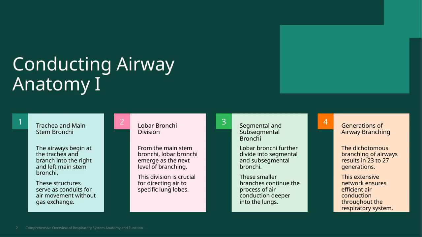It's also important to understand the extensive nature of this branching system. The airways follow a dichotomous pattern, meaning each branch splits into two, and this process continues through about 23 to 27 generations. This creates a highly intricate network that ensures air can reach every corner of the lungs efficiently. All these structures work together seamlessly to facilitate effective air conduction, setting the stage for gas exchange to occur in the alveoli. This overview highlights just how complex and well-organized the conducting airway system really is.